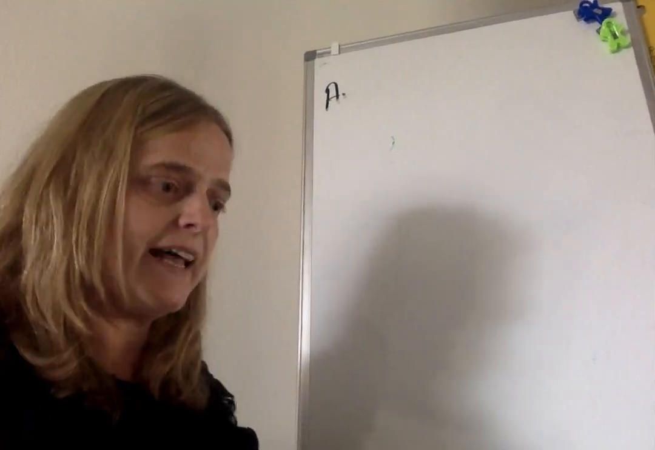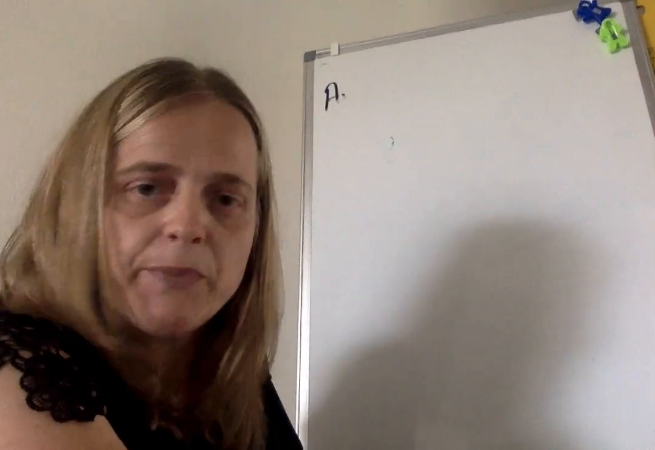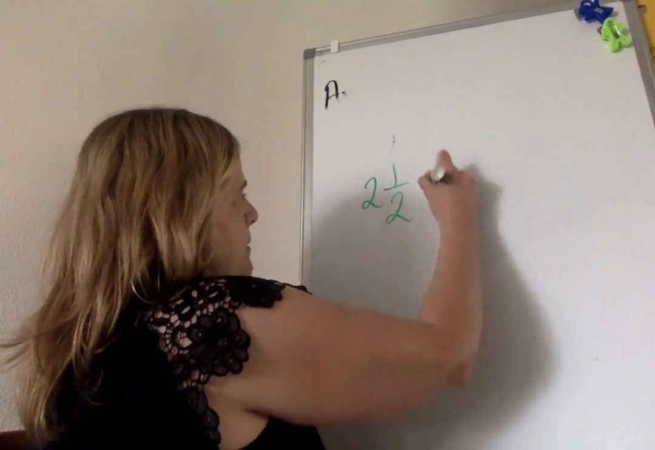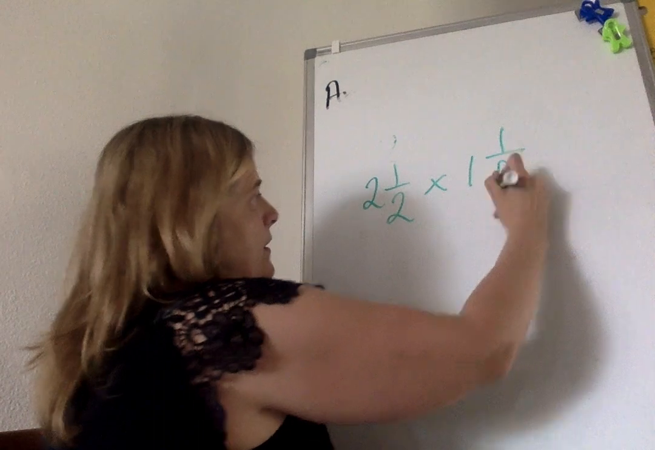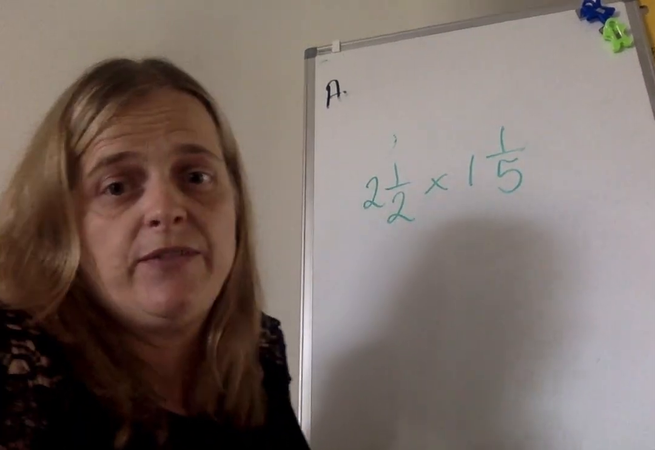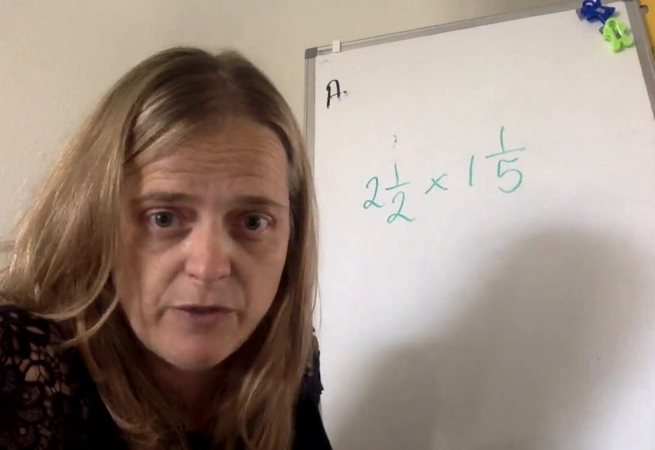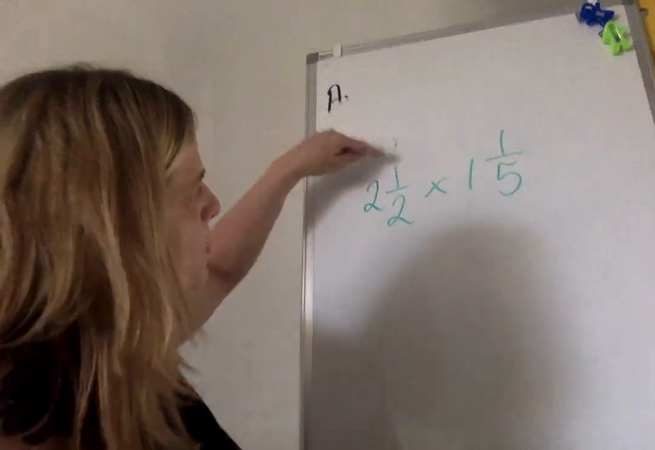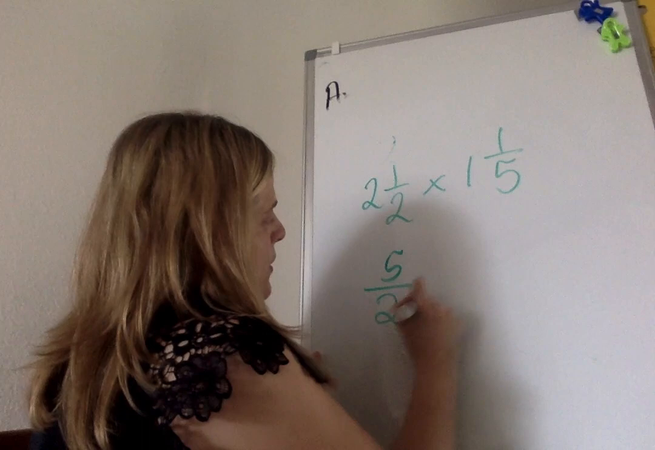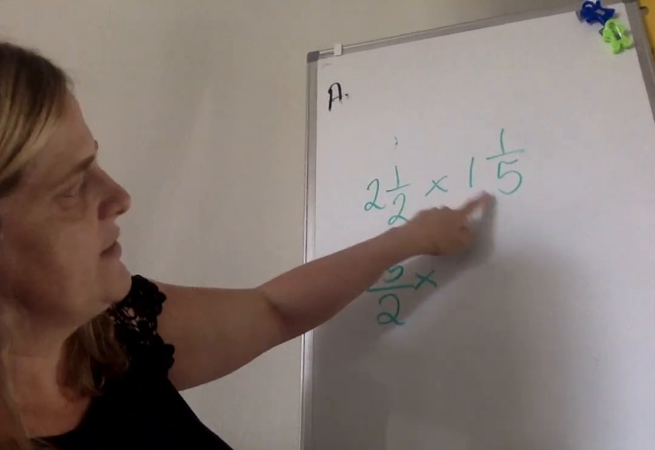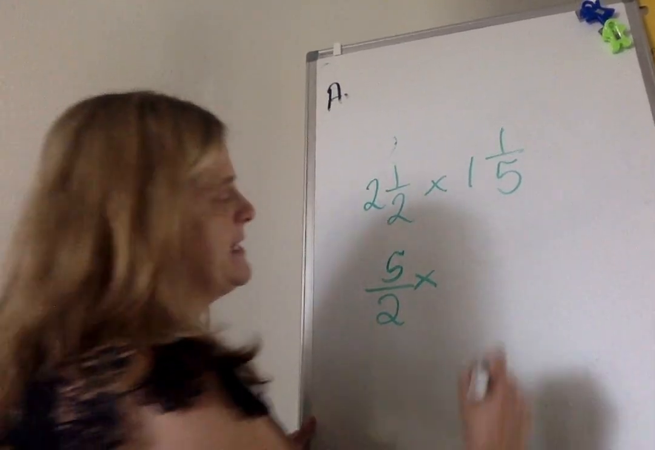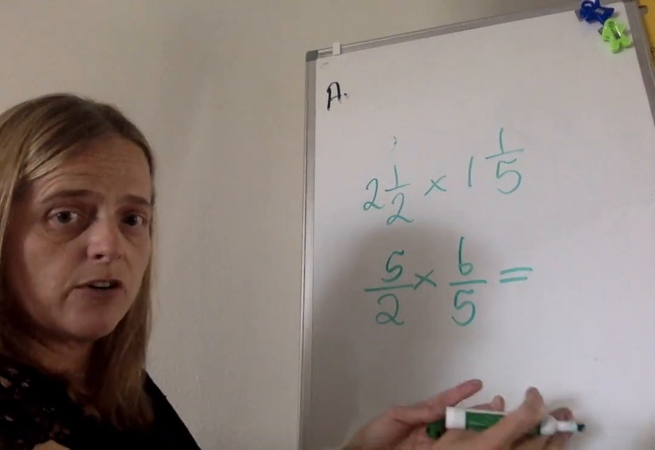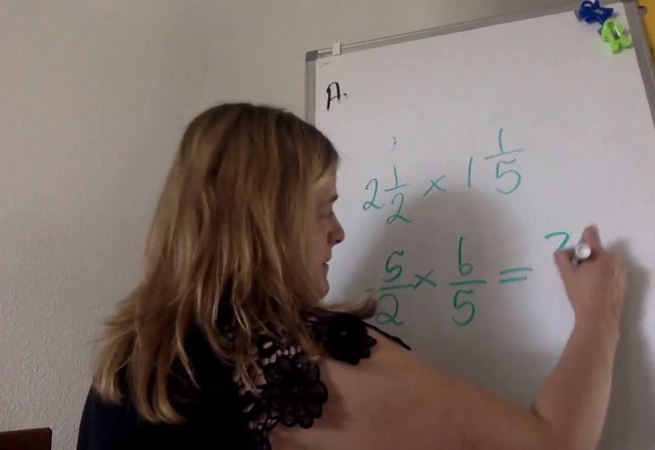And the last one I'll do with you today is a multiplication. Remember, you have 2.5 multiplied by 1 and 1/5. You have a mixed number there. You have to convert that to an improper fraction before you can go ahead and multiply. So 2 times 2, 4, add 1 is 5. 5 over 2, multiply by 5 times 1 is 5, add 1 is 6 over 5. Now multiply straight across. 5 times 6, 30.